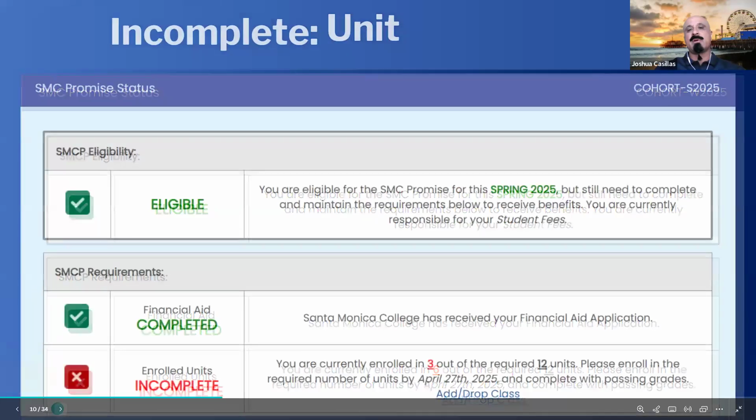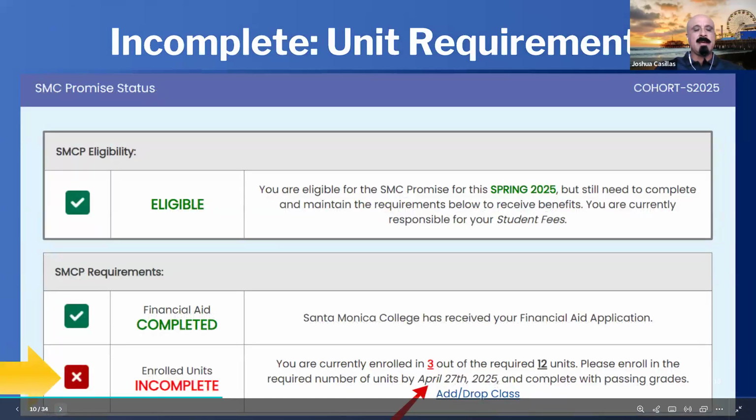We're going to focus on the next requirement, which is the unit requirement. That's the second requirement. We're focused on where the yellow arrow is. The column is the enrolled units. As you see, this student is not enrolled in their unit requirement. There's a red icon, which is an X mark. It says incomplete. It informs them you're currently enrolled 3 out of the required 12 units. Please enroll in the required number of units by April 27th, 2025, and complete with passing grades. April 27th for this spring semester, once again, is the requirement deadline. You must meet those two requirements to be officially part of the SMC Promise and receive the benefits.